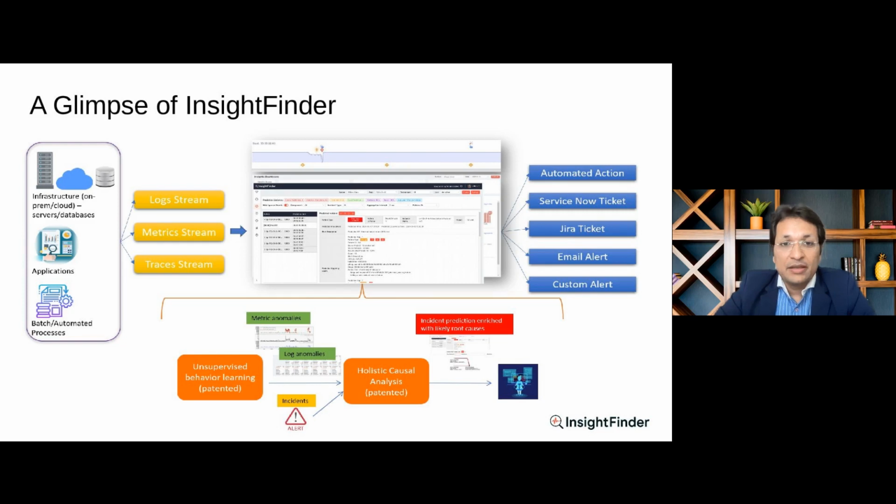Once anomalies are detected, InsightFinder does a holistic causal analysis, which means contextually correlating all this data to detect the root causes, predict the incidents, and highlight those to your teams, either through something as simple as email, raising a ServiceNow ticket, raising a Jira ticket, or as complicated as automating an action by triggering the action directly from InsightFinder or through a script.